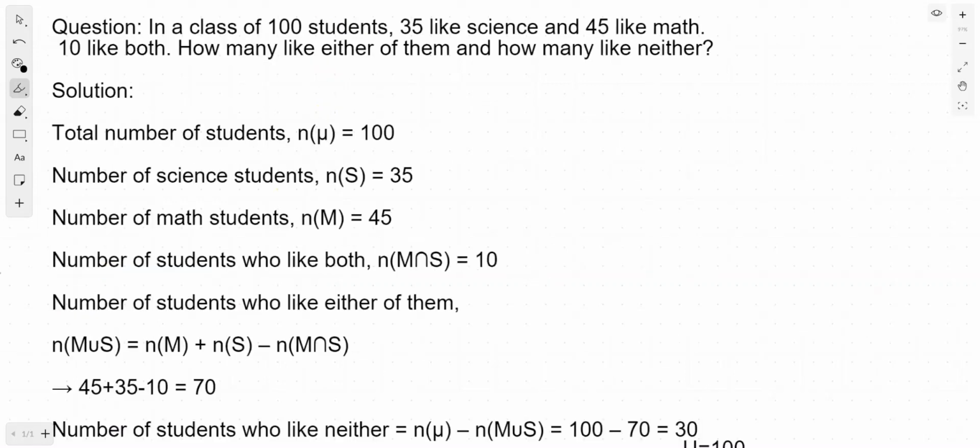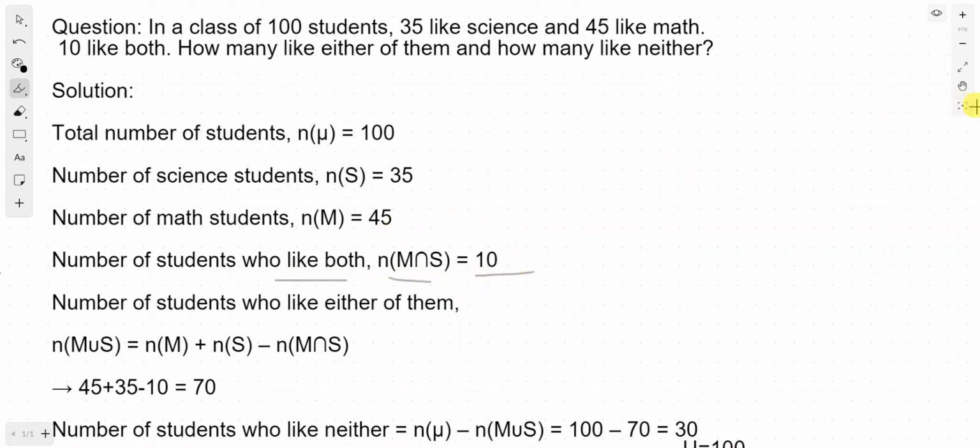Let's understand this concept with the help of a question. In a class of 100 students, 35 like science, 45 like math and 10 like both. How many like either of them and how many like neither? So we know that in total we have 100 students. The number of science students is 35 and the number of math students is 45, and those who like both, which means the intersection, is equal to 10. You can easily see this with the help of Venn diagrams.